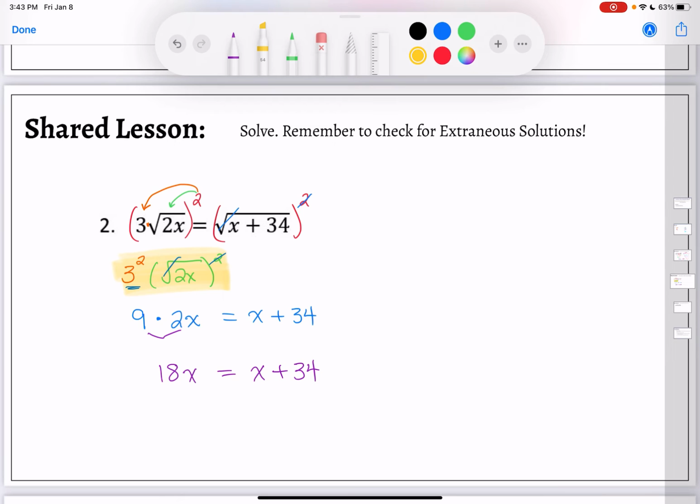But I could see where you wouldn't necessarily have to write the 3 to the second and the square root of 2x to the second. For me, I like to write everything so that I can always go back and check my work and make sure I didn't goof anything up. But I was just letting you know that that would be an optional step if you wanted to.